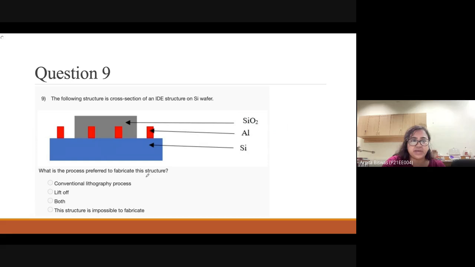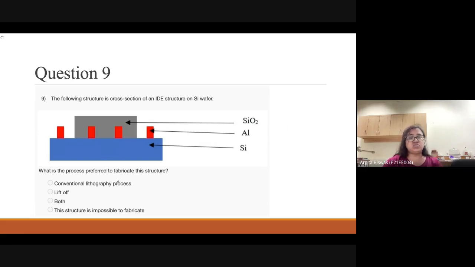So this is question number 9. The following structure is a cross-section of an IDE structure on a Si wafer. Here you can see the structure: there is a silicon wafer, then the aluminum IDE pattern, and then silicon dioxide is used. So what is the preferred process to fabricate the structure? First is the conventional lithography process, second is the lift-off process, C is both, and D is that this structure is impossible to fabricate. So please try to give the right answer.